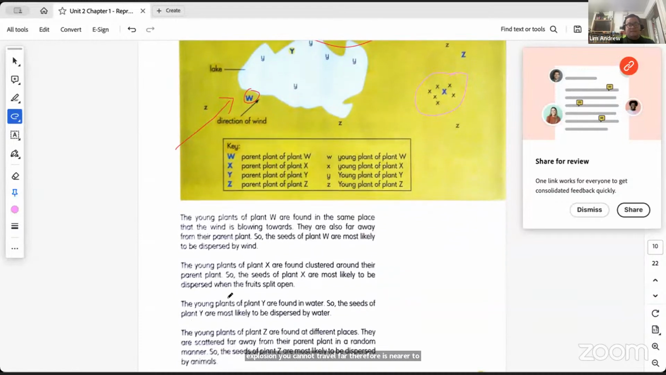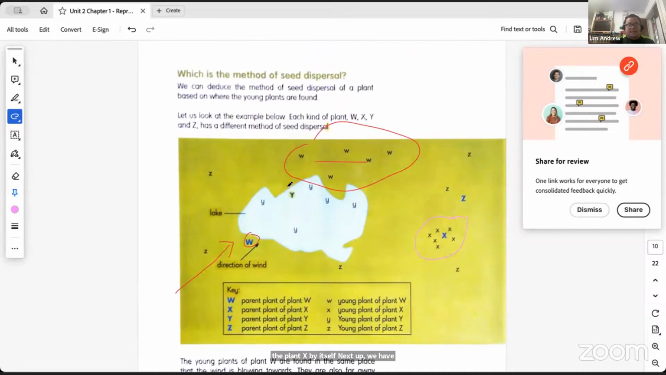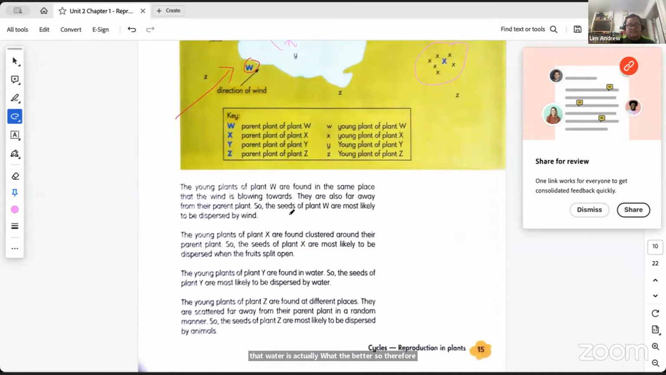Next up, we have Y. Y is in the water here, and the plants of Y are all scattered in the water. So therefore, this is the water method. Plant Y is using the water to disperse its seeds.